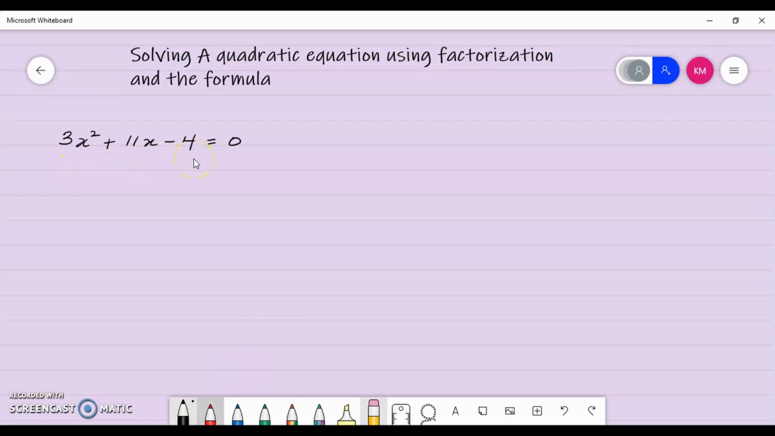What we do is we list out what A, B, and C is. Remember, A is your coefficient of your square term. So A here is going to be 3. B is your coefficient of that term where your variable has the power of 1. So here x is our variable in this equation and our power of x is 1. So that coefficient of that term is going to be 11. And C is that term in your expression or equation with no variable attached to it. So C is -4.